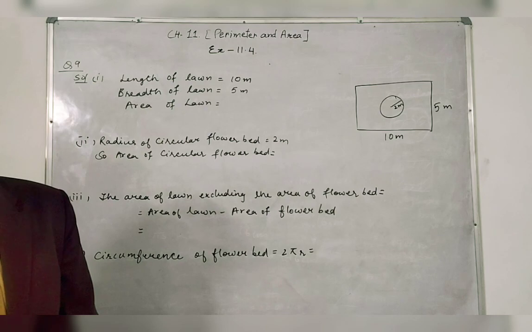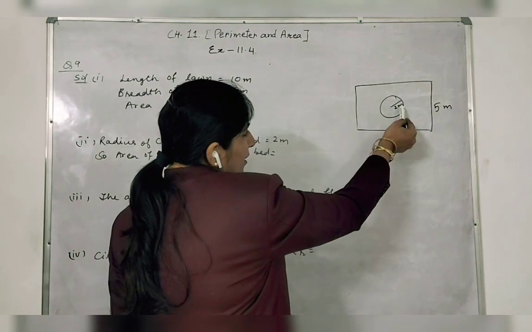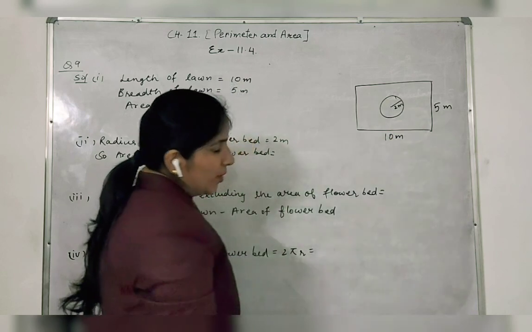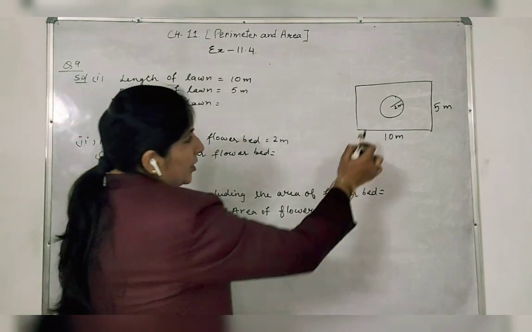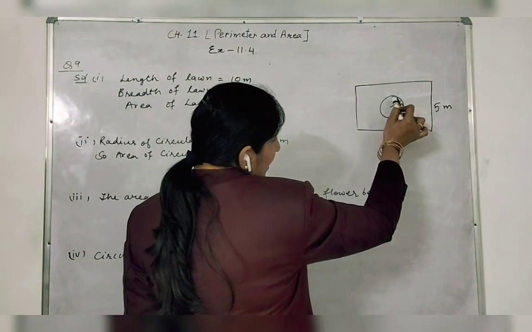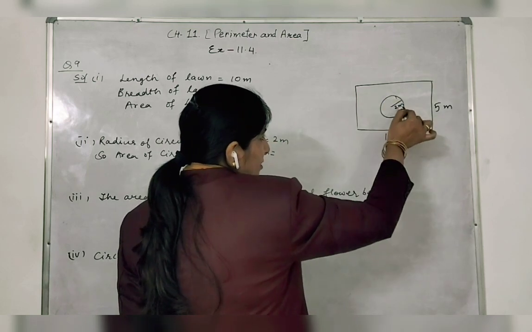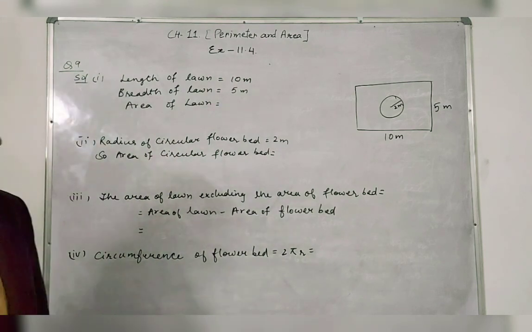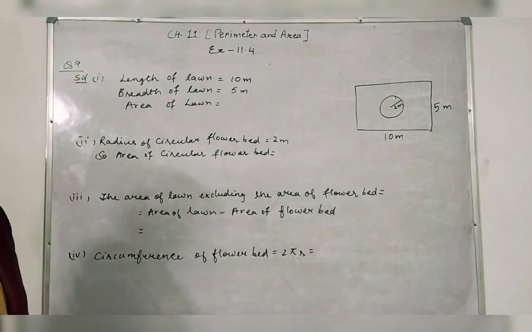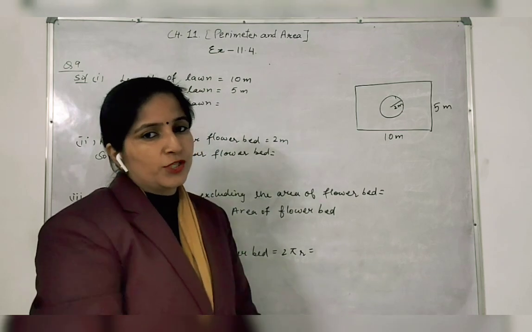The second thing is the area of the flower bed, which we can calculate using the radius given to us. After this, the third is the area of the lawn excluding the area of the flower bed. If from the complete area we subtract the area of the flower bed, we can get the result. The fourth point is to find the circumference of the flower bed, which we can find using the radius given to us.